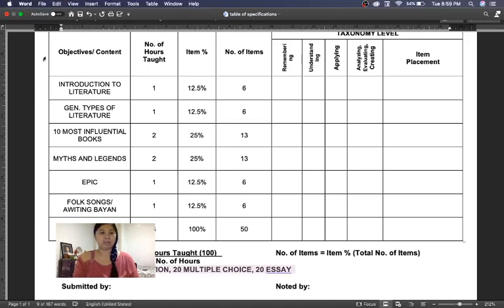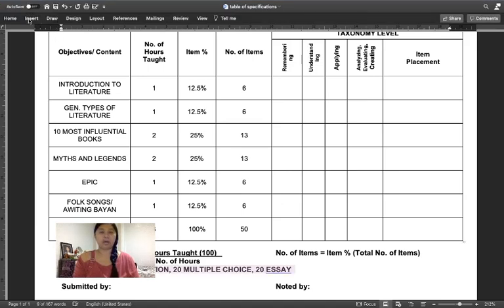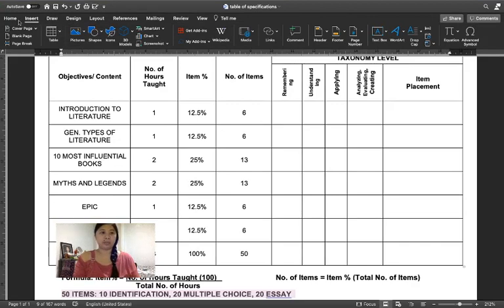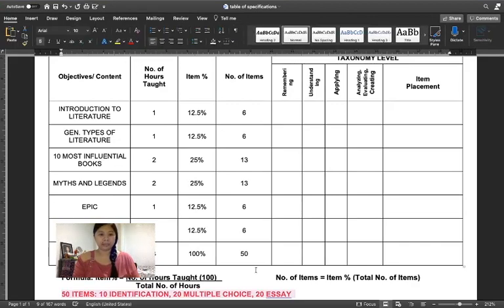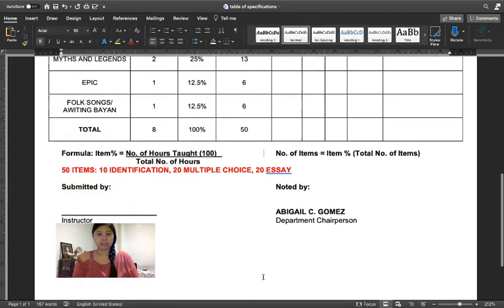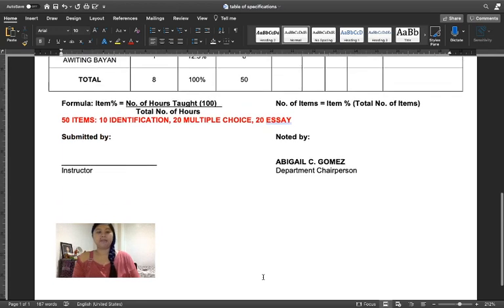This is the breakdown of your examination or how you foresee your examination. Let's highlight that in red. Okay. So again, 50 items will be broken down with 10 for identification, 20 for multiple choice, and then 20 for essay. So 20, 20, 10, that is 50.